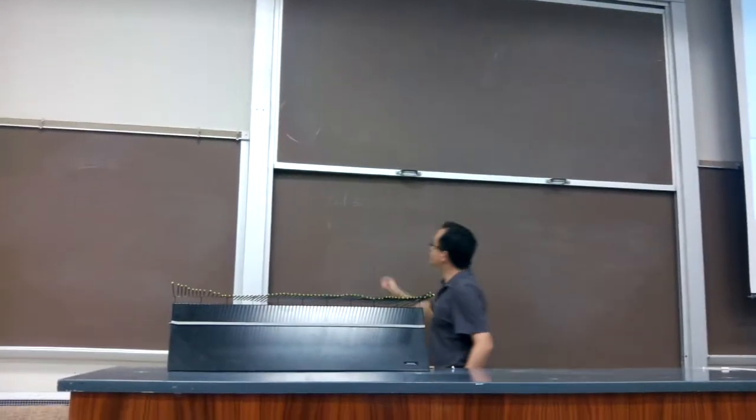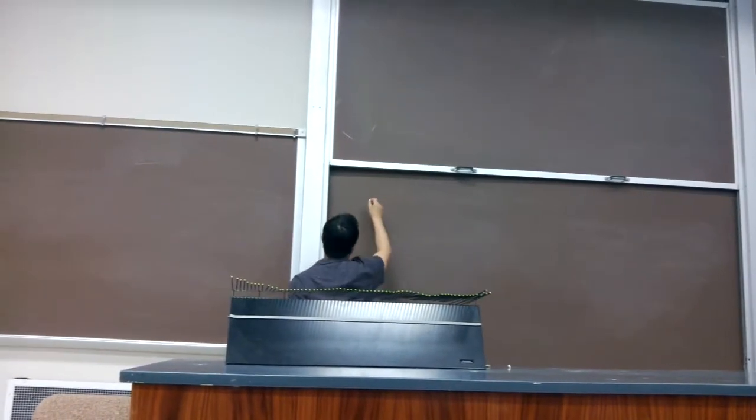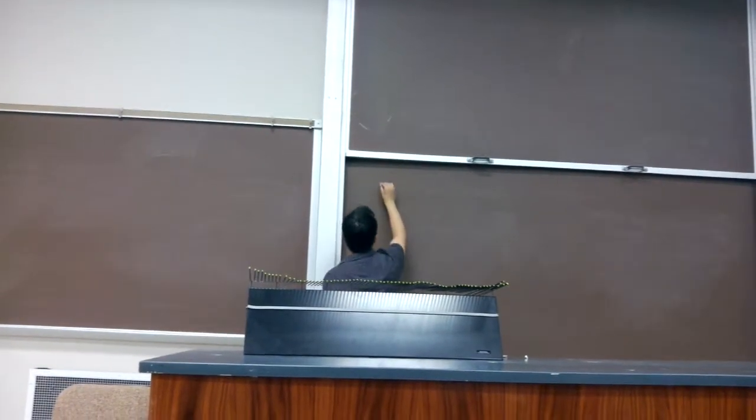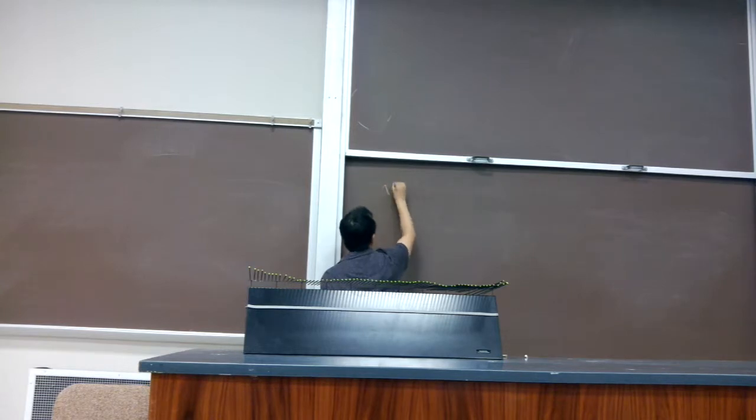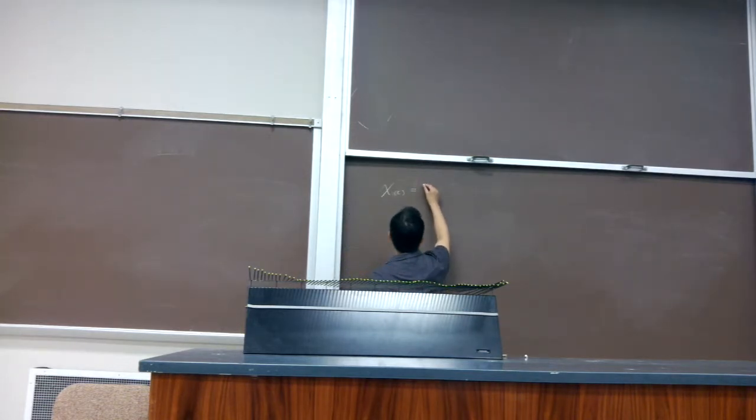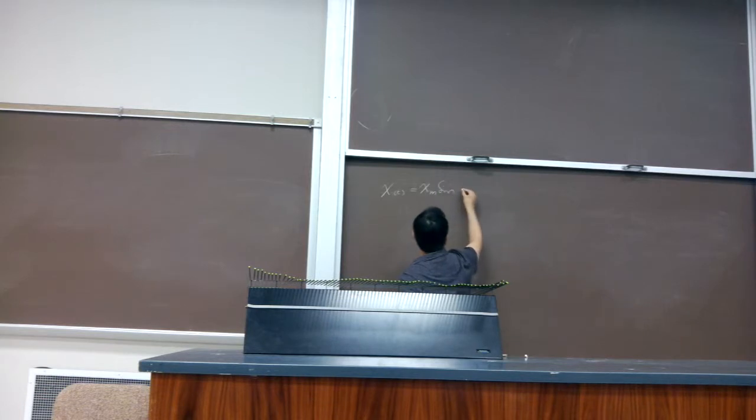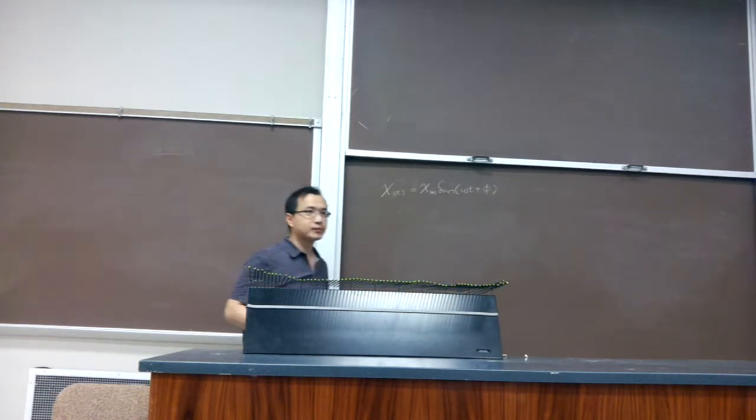The mathematical description of the oscillation is given by a harmonic function like this. Okay, x as a function of t equals xm, sine or cosine, it doesn't matter, sine of omega t plus phi. Okay?